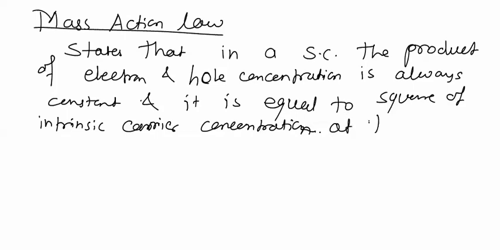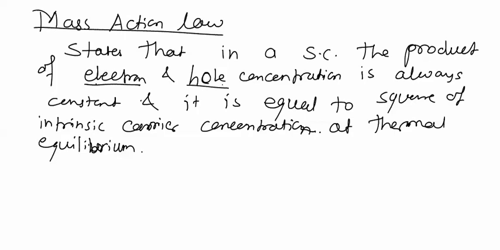At thermal equilibrium. Thermal equilibrium means if the material temperature is kept constant, and if we change the composition of the material, then before and after the change, the product of electron and hole concentration will be the same. That is, mathematically it can be written as N into P equal to Ni square.